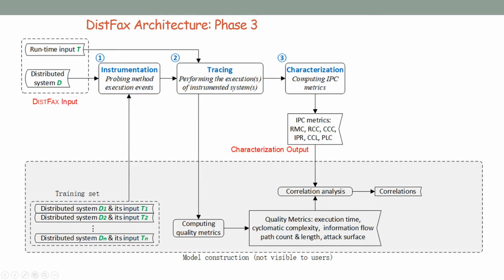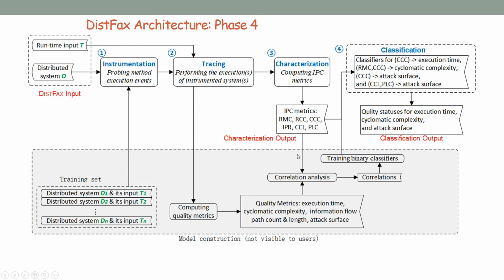And based on execution events, DistFax has the characterization phase. This phase computes all 6 IPC metrics which were shown before in the previous slide, including RMC, RCC, CCC, IPR, CCL, and PLC. Using these IPC metrics and quality metric results, DistFax computes the correlations. In the last phase, DistFax utilizes a learning-based classifier to predict the high-level status of the quality metrics of distributed systems. The output of the classifier is one of two categories, high or low, indicating the system quality being abnormal or normal.